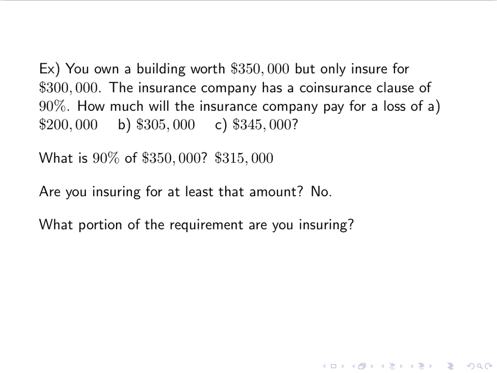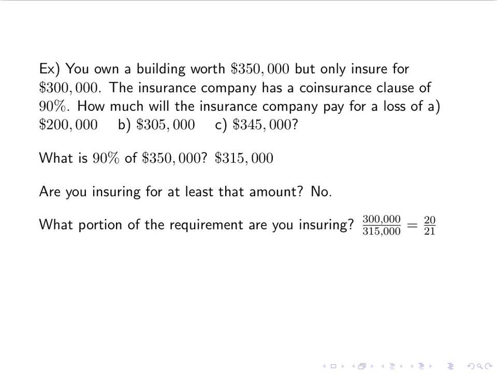If the answer is no, you then have to go further and say what portion of the requirement you are insuring. Now, I have some people who will take the portion of the building's worth that they're insuring, but that's not the question being asked. What portion of the requirement? So I am insuring $300,000, that's the numerator. I'm supposed to insure at least $315,000, that's the denominator, the requirement. Simplify: 20 over 21. Do not round.